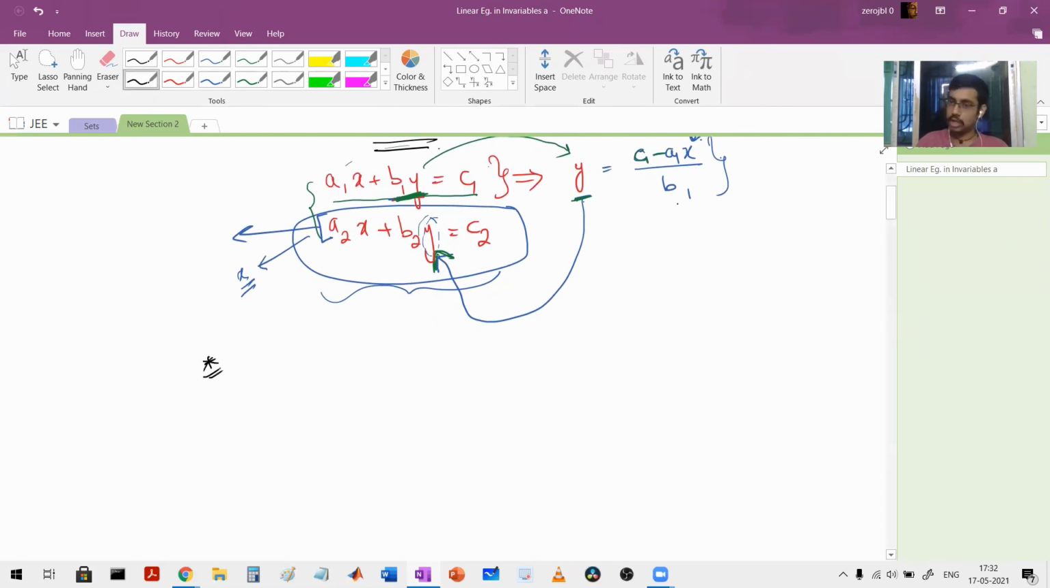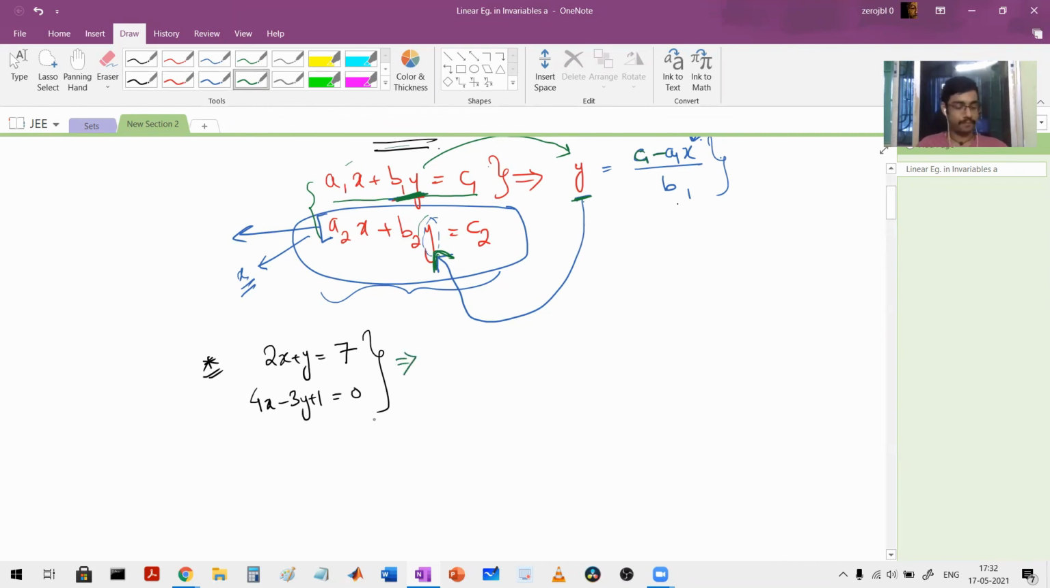So let us solve one problem, then you will have a better clarity on that. Suppose 2x plus y is equal to 7. There is an equation. And there is another equation, 4x minus 3y plus 1 is equal to 0. Is that clear?